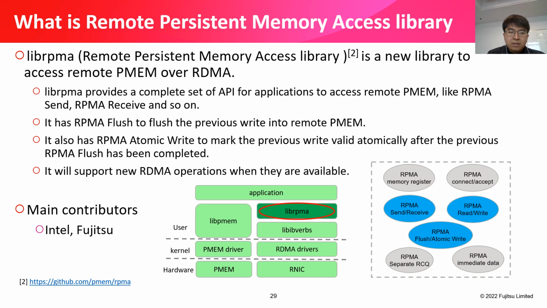librpma provides a complete set of APIs for applications to access remote PMEM, like rpma_send, rpma_recv, rpma_write, and so on. It has rpma_flush to flush previous writes into remote PMEM. It also has rpma_atomic_write to mark the previous write valid atomically after the previous rpma_flush has been completed. It will support new RDMA operations when they are available. Intel and Fujitsu are main contributors to librpma.